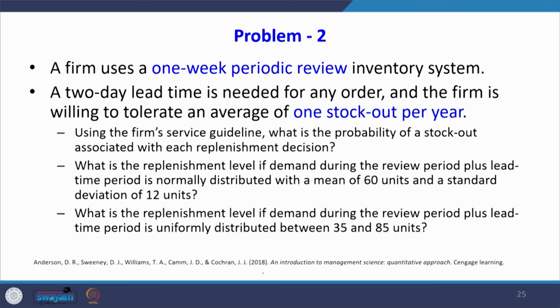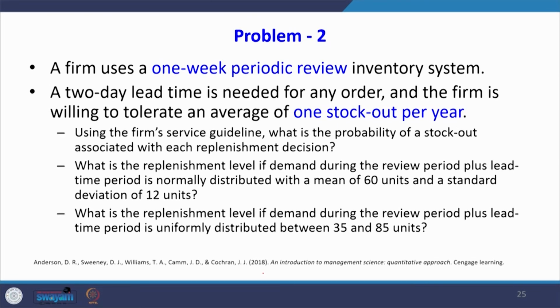A 2-day lead time is needed for any order. You see that lead time is smaller than the review period. The firm is willing to tolerate an average of 1 stock out per year. So, using the firm's service guideline, what is the probability of stock out associated with each replenishment decision?